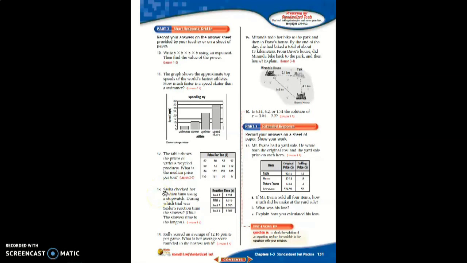13. Sasha checked her reaction time using a stopwatch. During which trial was Sasha's reaction time the slowest? The slowest time is the longest. 14. Kelly scored an average of 12.617 points per game. What is her average score rounded to the nearest tenth?